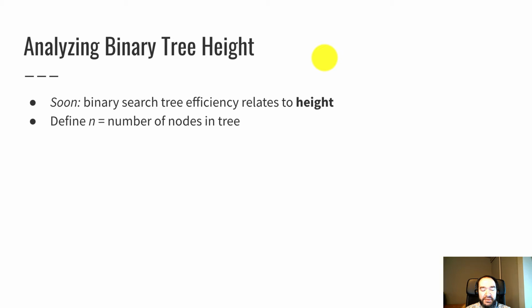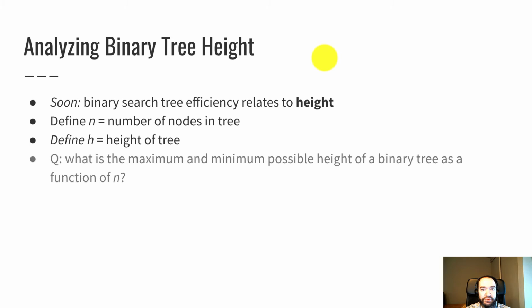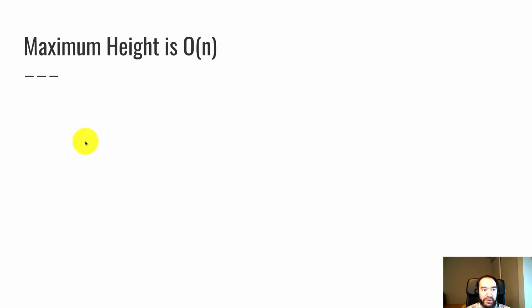Let's define n to be the number of nodes in the tree. This is conventional. N is the number of elements in a data structure. And we're going to define the variable h to be the height, h for height. So the question we're going to answer in this video is, what is the maximum possible height of a binary tree as a function of n? And also, what is the minimum possible height of a binary tree as a function of n? So we want a relationship between n, the number of nodes in the tree, and h, the height of the tree. And we want the minimum and maximum of what's possible.